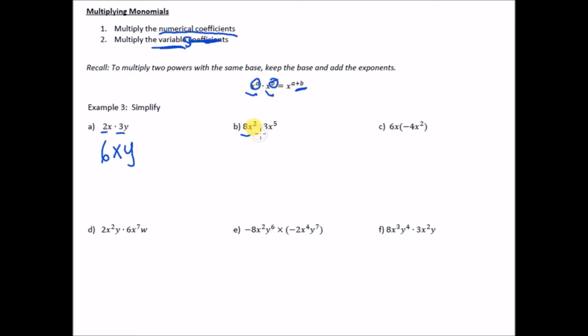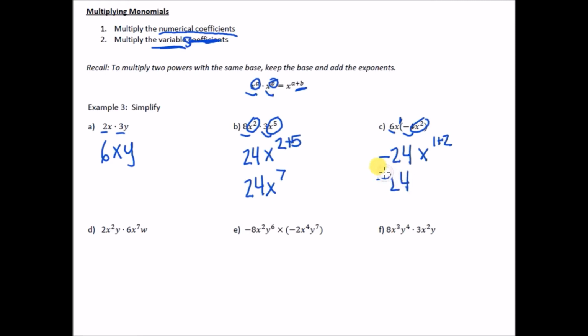Okay, next one, 8 times 3, I get 24. Now we have x to the 2 and x to the 5, so these are the same base, the base is x, and we will add those exponents: 24x to the 7. Okay, next one, 6 times negative 4 is negative 24. Now we have x to the 1 and x squared. So we just add those exponents because they're both base x. Negative 24x cubed.